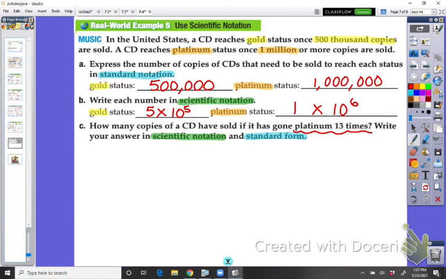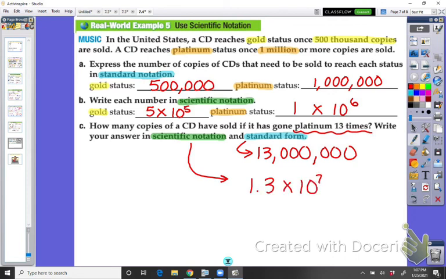So 13 times, well, platinum is 1 million. So we need 1 million times 13, which would be 13 million. That's standard. And then scientific notation would be 1.3 times 10 to the 7th, because you have to swoop in. There's 3, there's 6. Between the 1 and the 3 would be 7. So don't just count zeros. It's the number of swoops you need to move the decimal so that there's one non-zero digit and then your decimal point immediately afterwards.